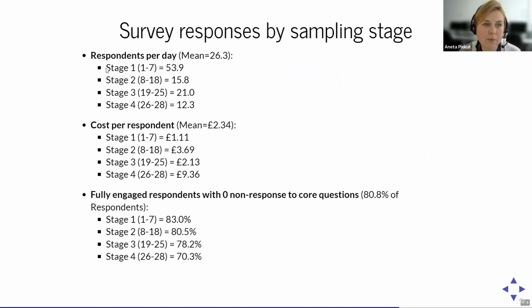Just to reiterate my point, in stage number 1, when we recruited everybody, we had 54 respondents a day, much more than in later stages. So the cost was much cheaper in this first week of the campaign. And then when we look only at the respondents, a higher percentage of them responded to all questions, so were more reliable respondents.